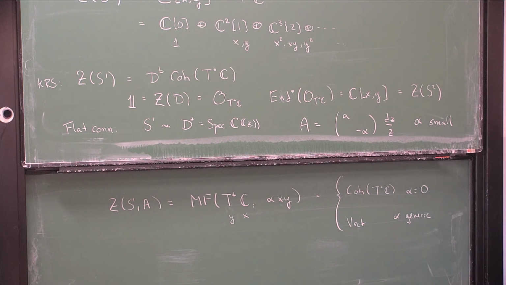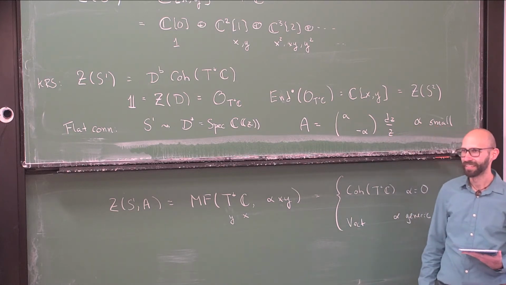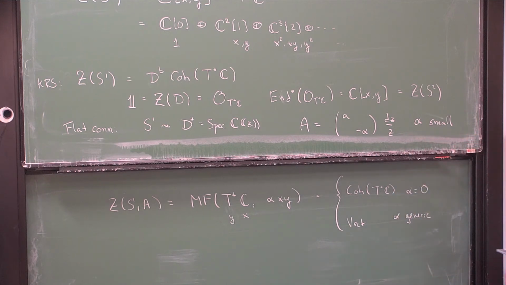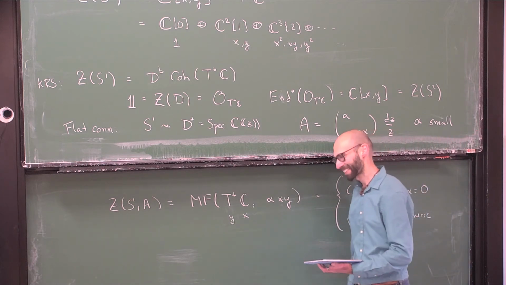Could you recall what are those matrix factorizations? Not in the time I have. Sorry. You can say it in one word. It's just a complex such that the square of the differential is not zero, but is equal to this alpha xy. Yeah. Thanks, Sasha.